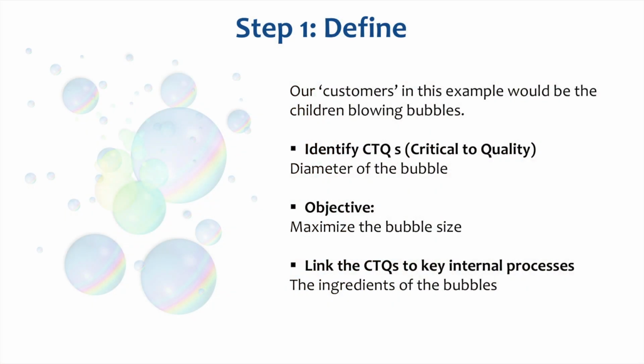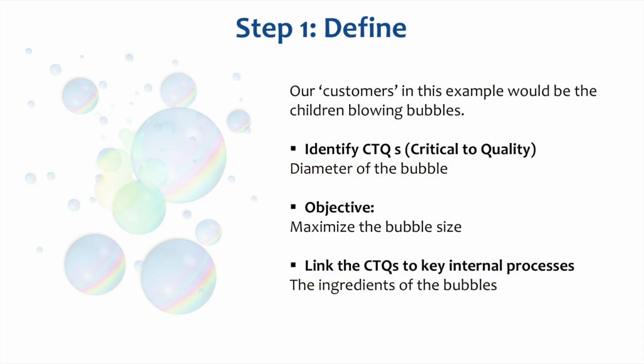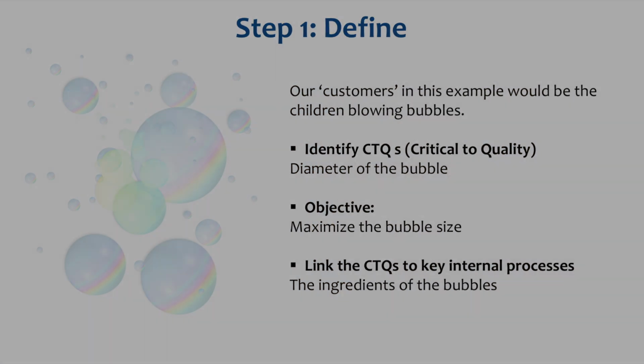So first we'll go through the D stage, define. Our customers in this example would be the children that are blowing the bubbles. So in order to identify our CTQs, our critical to quality, we're going to define that as the diameter of the bubble that's being blown. Now our objective here, as we mentioned earlier, is to improve the children's bubble experience, and that'll come somewhat in the form of the size and the shape of the bubble.